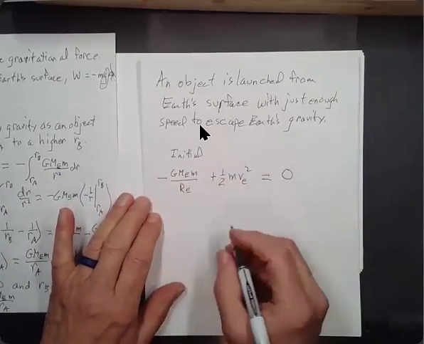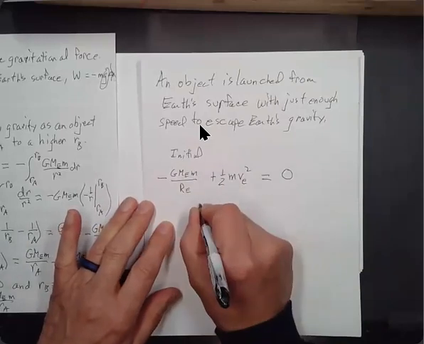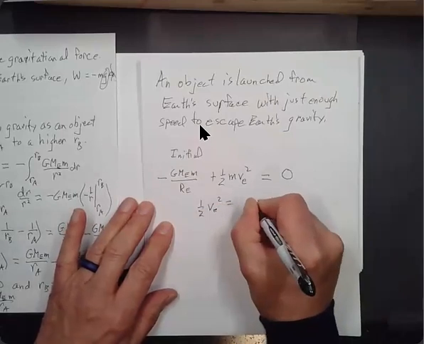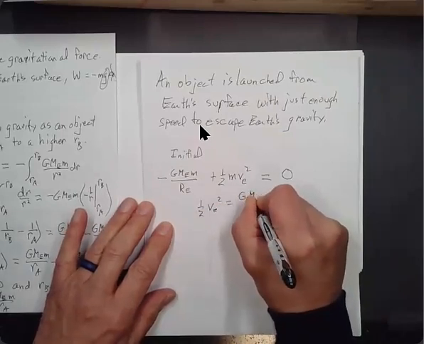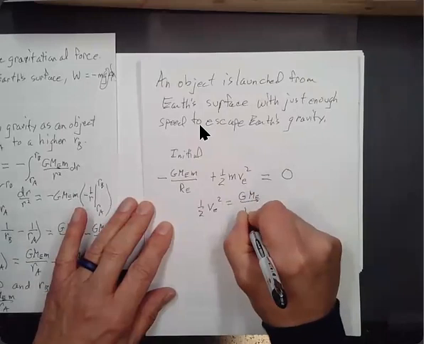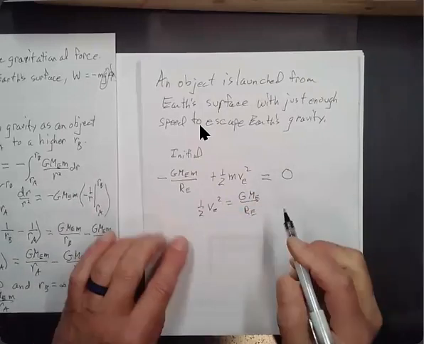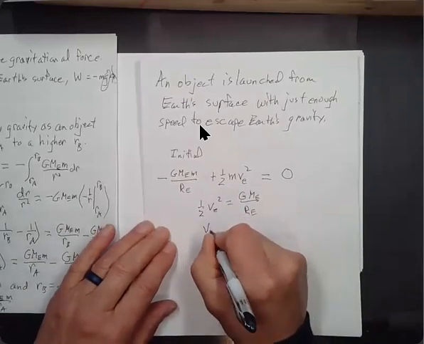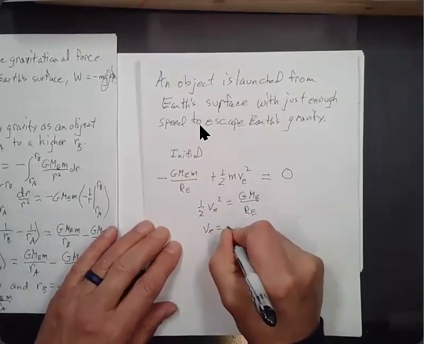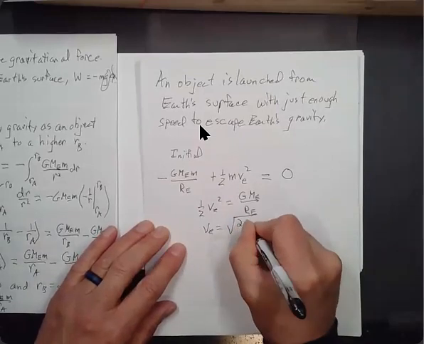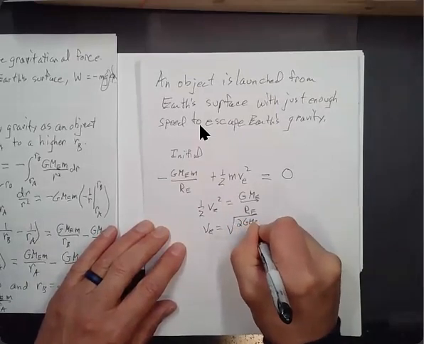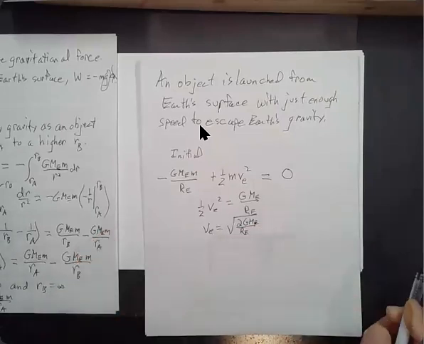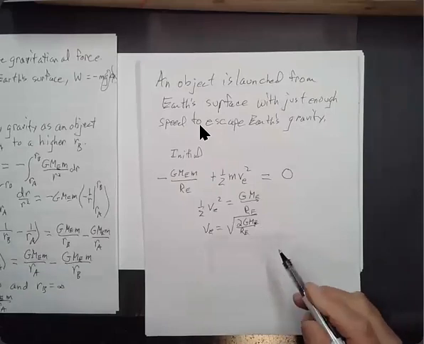Well, let's just solve for v sub E. Kick that term across, divide both sides by m, and I'd get 1/2 v sub E squared is going to be G m sub E over R sub E. Multiply both sides by 2 and take the square root, and we'll get the escape speed is going to be the square root of 2G m sub E over the radius of the Earth. Well, we can calculate that. Let's do it.